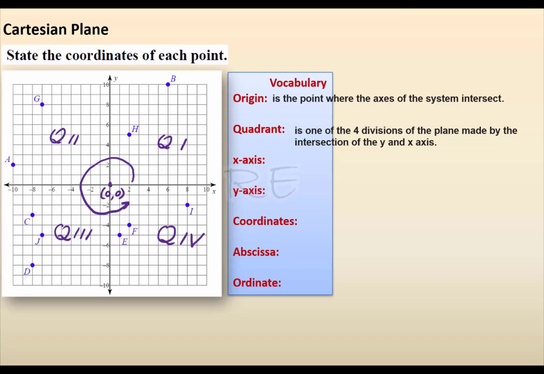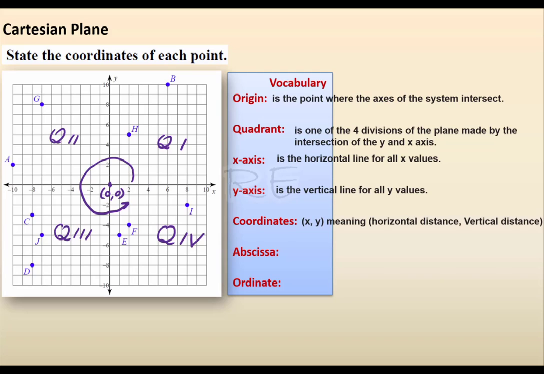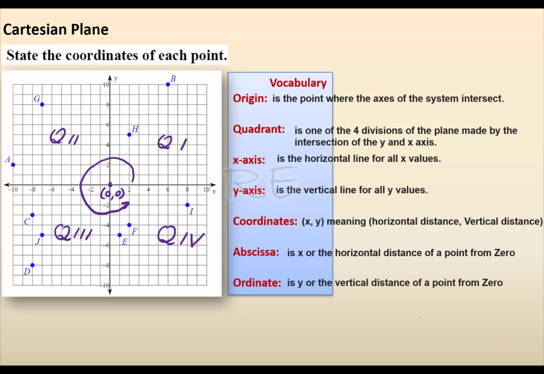Now, the x-axis is the horizontal line that contains all the x values, and the y-axis is the vertical line that contains all the y values. The xy coordinate means x is the horizontal distance and y the vertical distance. The abscissa is any x value or horizontal distance from 0, and the ordinate is any y value or vertical distance from 0.